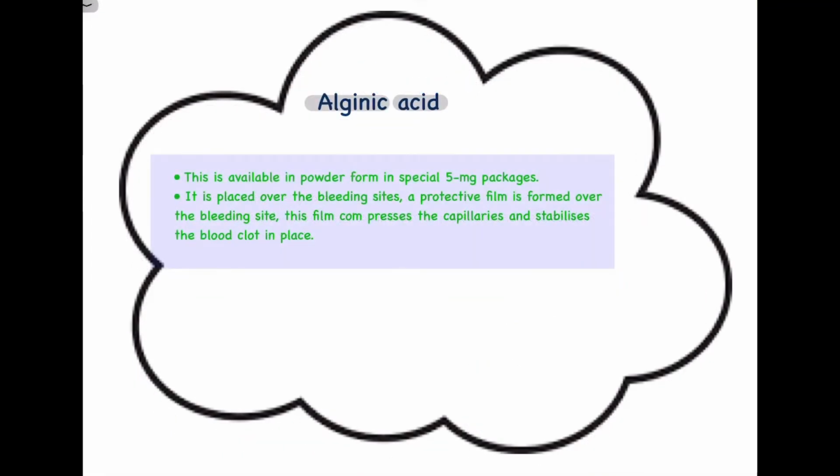Next up we have alginic acid. So this is basically available in a powdered form, right, and special packages, and these weigh about 5 mg, right. So it is placed directly over the bleeding site. It forms a protective film, right, and this film basically compresses the capillaries and stabilizes the blood clot in place. So alginic acid, again a very easy method to achieve hemostasis.